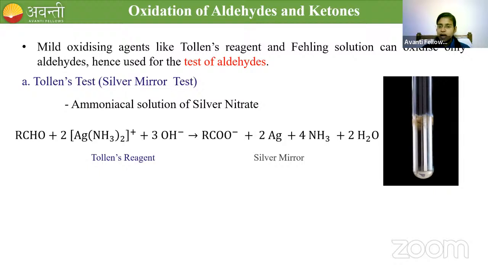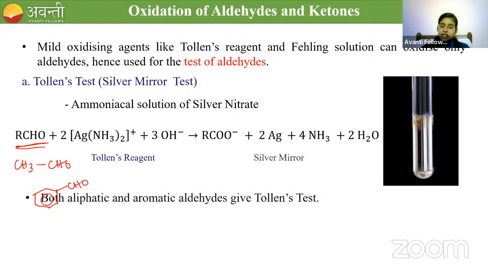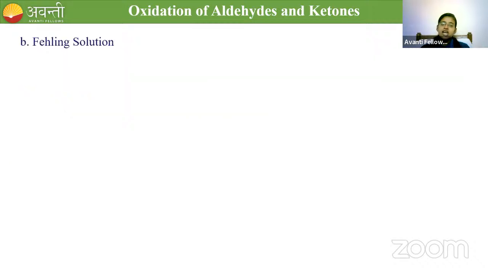Okay, listen. Both aliphatic and aromatic aldehydes give the Tollens test. Aliphatic aldehyde means CH3CH2CHO, with some alkyl group attached. Aromatic means a phenyl ring containing compound, a benzene containing compound, benzaldehyde and its derivatives. So both aliphatic and aromatic aldehydes give the Tollens test. Now the second test is Fehling's test. Here we have to take Fehling solution. There are two components.